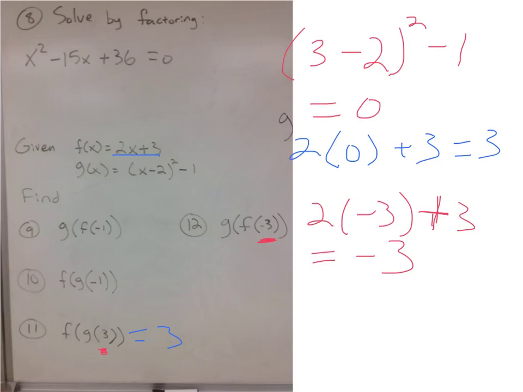Now I'm going to take negative 3 and I'm going to plug that into my g function. And so I've got negative 3 minus 2 is negative 5. Negative 5 squared is positive 25. And 25 minus 1 is 24. So then that answer for number 12 is 24.